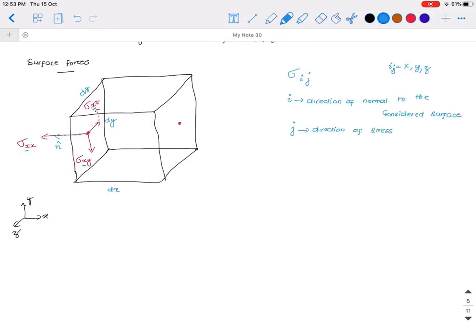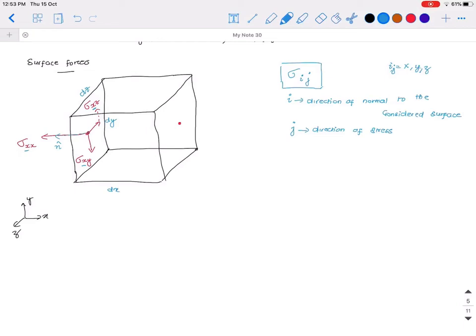Okay, so sigma ij represents the stress acting on the surface of the infinitesimal element due to the surrounding. Okay, so we have isolated the infinitesimal element from its surrounding, and sigma ij represents the stresses due to the surrounding. Okay, so the first index i represents the direction normal to the considered surface. So we are on this surface, the left surface, for which the normal is in the x direction.